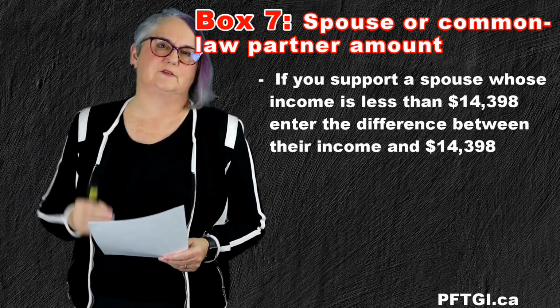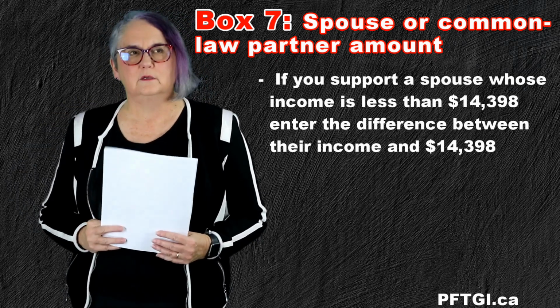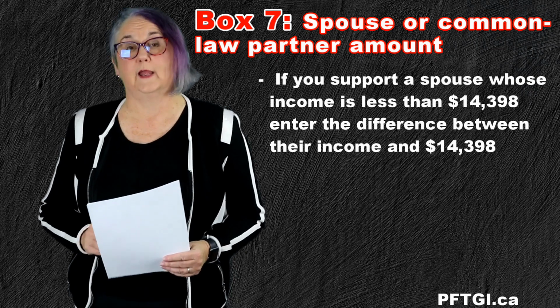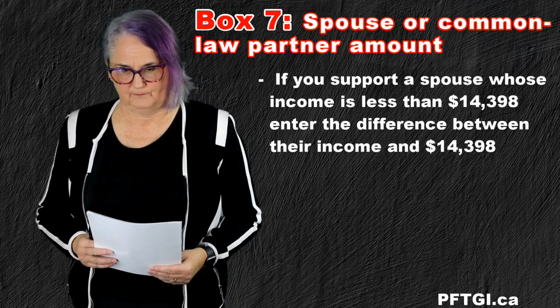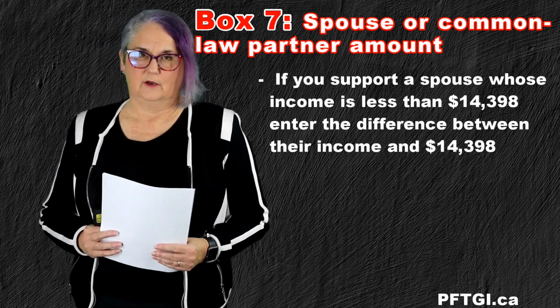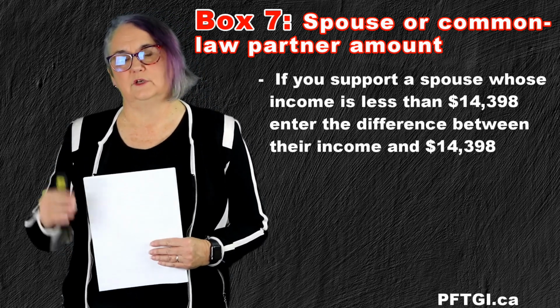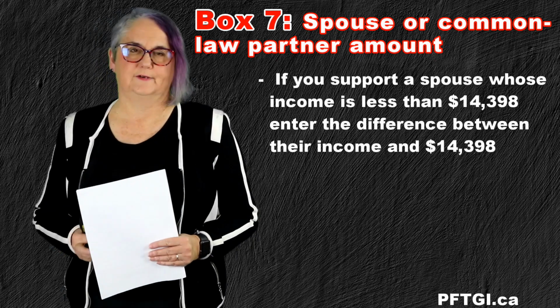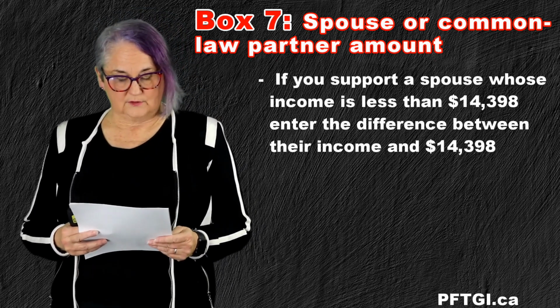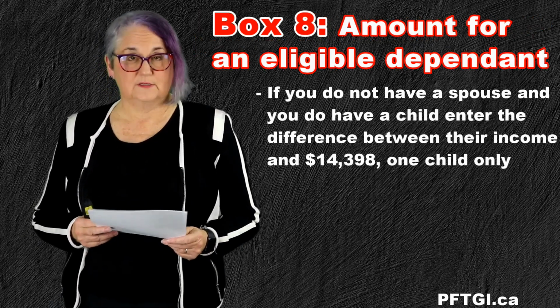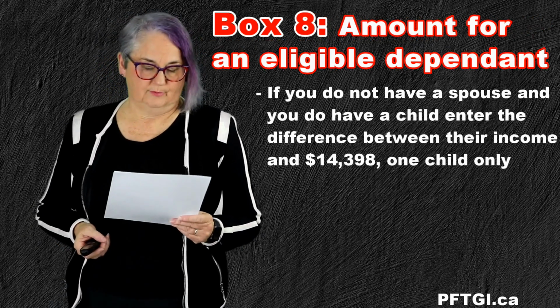$14,398, which you'll see is the personal exemption again. You're entitled to claim that personal exemption for a spouse or common law partner who has no income. If your spouse does have income, then you have to deduct the amount of the income from this $14,398 and put the lesser number in this box. That is box 7.